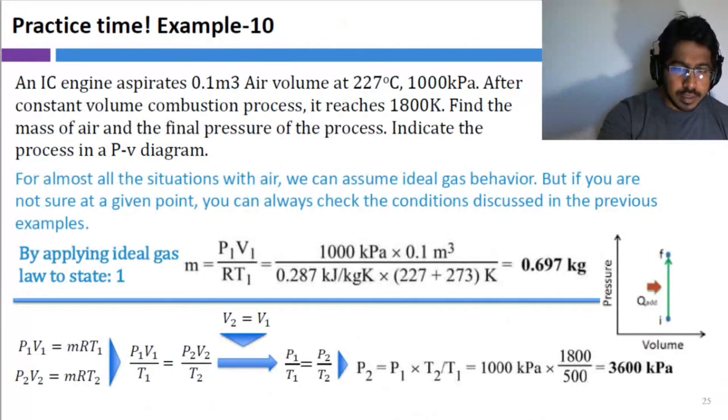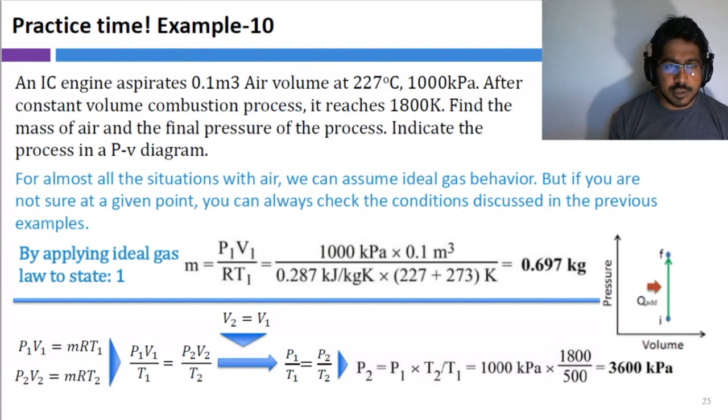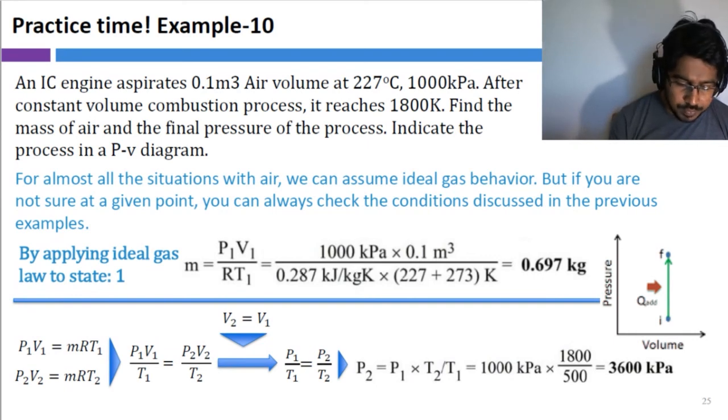So this one is using the ideal gas law. I just wanted to show you how to solve this one. It's pretty straightforward. An IC engine aspirates 0.1 cubic meter air volume at 227 Celsius and 1000 kilopascal, and after the constant volume combustion process it reaches 800 Kelvin. Find the mass of air and final pressure of the process. So this one is to demonstrate how to use the ideal gas equation with air.